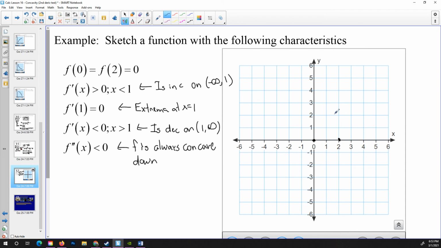All right, now, since it's increasing on the left side of 1 and decreasing on the right side of 1, the first derivative test says that I'm going to have a relative maximum at 1. And so it's increasing until I get to 1, decreasing when I go from 1, always concave down. I've got a 0 at 0 and 2. That is going to be a valid graph. And there are multiple correct answers, but that one will be good enough for this class.